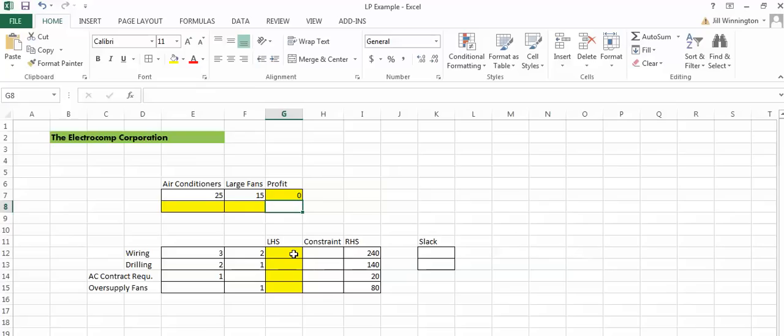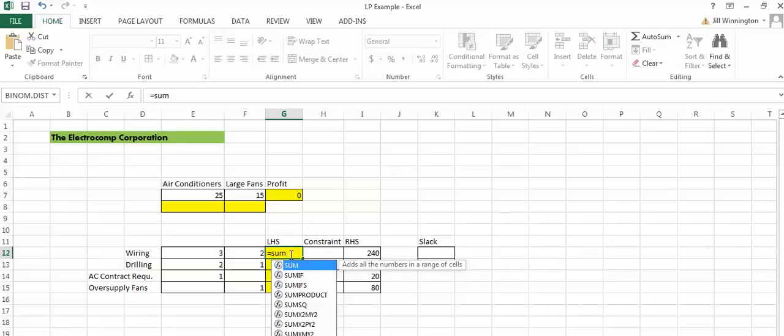Now I have to do my constraints. So this right-hand side of the constraints is just the amount. And with this, it only is the number. So all I did was type in the number for that one. There's no formula behind that. But on the left-hand side, that's where I want to use sum product again. So I'm going to push equals and do sum product one more time.